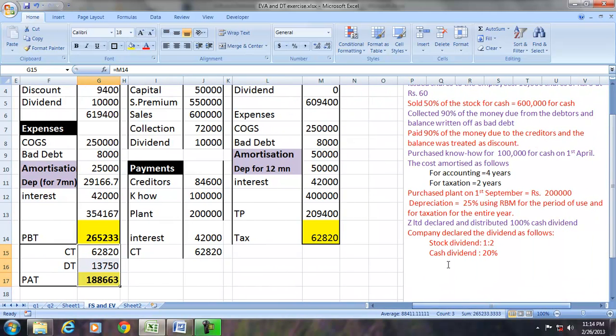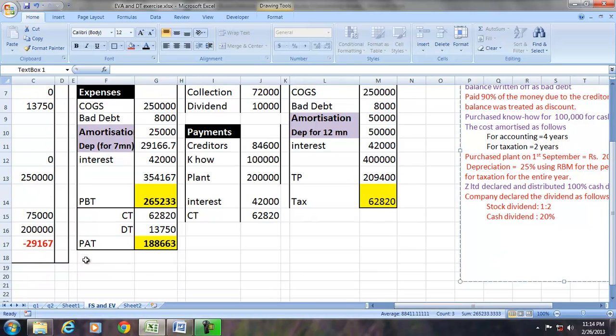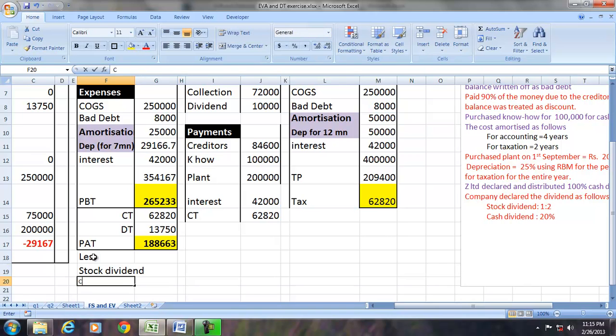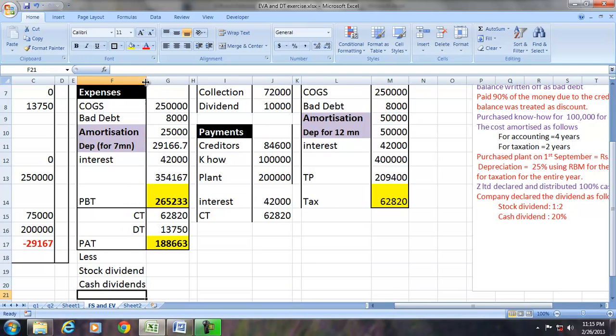For the time being, let us transfer the entire profit to the balance sheet, but it is given that the company declares stock dividend and cash dividend. So we can show the distribution of dividend as below the line item. So less stock dividend and cash dividend. It is better to show this below the line, so that it becomes easy to understand the appropriation or distribution of profit.